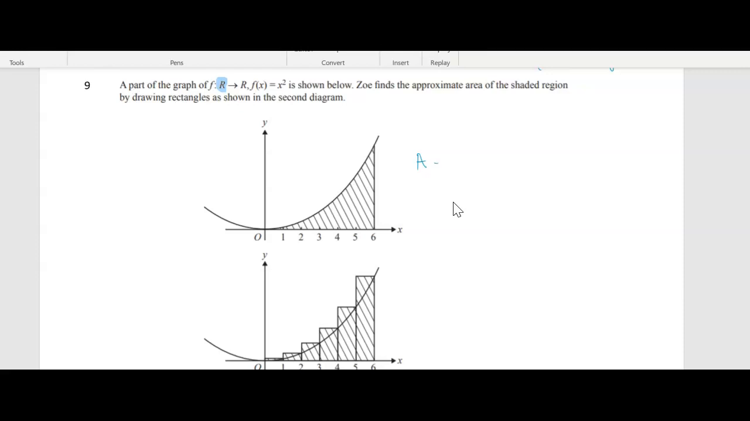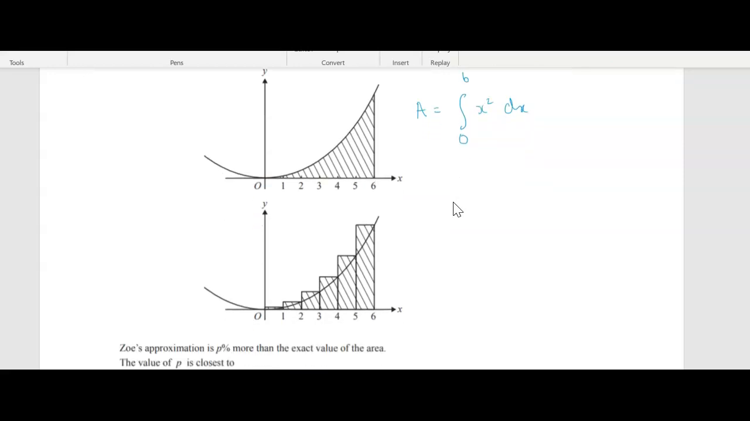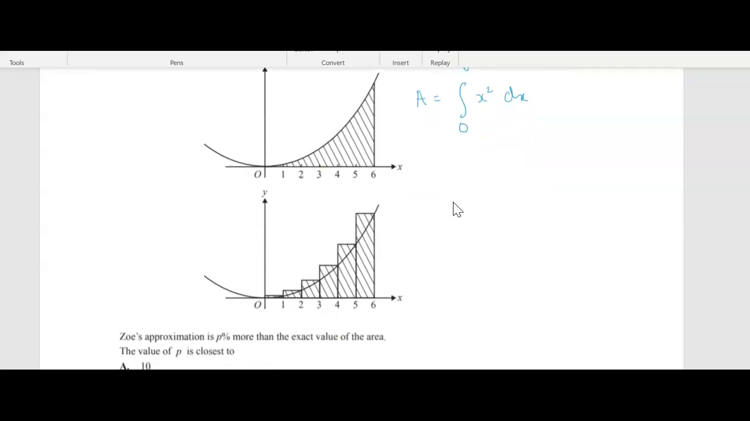So remember, the area of this is just a definite integral. We're going from 0 to 6 of x squared dx. For the area of the second one, we do have 6 separate rectangles. They do have a width of 1, which is great. So you can just go 1 times. You don't even have to do the 1 times, but that represents the width. So if it was a half, it would be a half times. And then we're just substituting in each point.